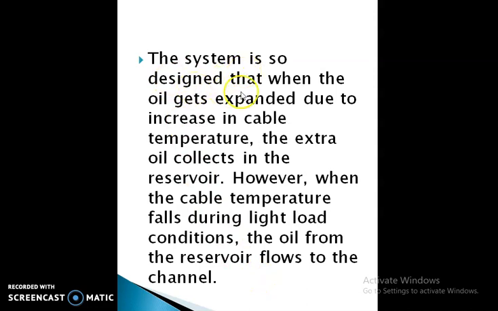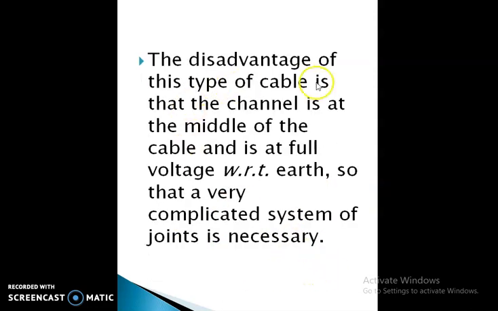The system is designed so that when the oil expands due to the increase in cable temperature, the extra oil collects in the reservoir. However, when the cable temperature falls during light load conditions, the oil from the reservoir flows to the channels. The disadvantage of this type of cable is that the channel is at the middle of the cable and is at full voltage with respect to earth, so that a very complicated system of joints is necessary.